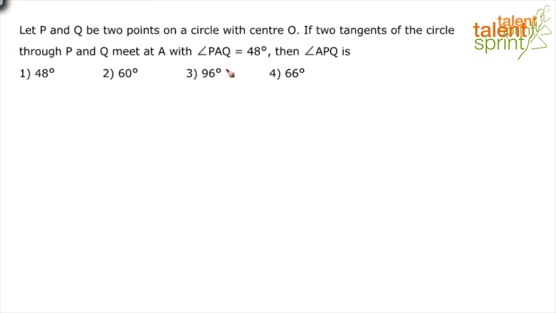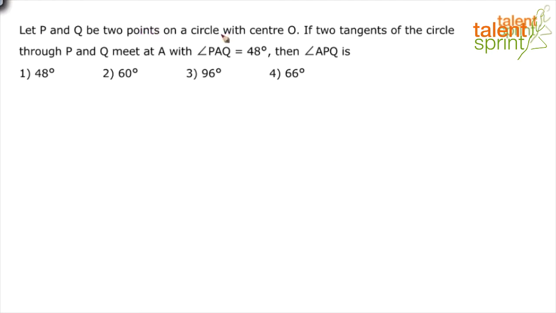Here comes the next question. It says P and Q are 2 points on a circle with the center O. If two tangents of the circle through P and Q meet at A with angle PAQ being 48 degrees, then what is angle APQ? Try this out.